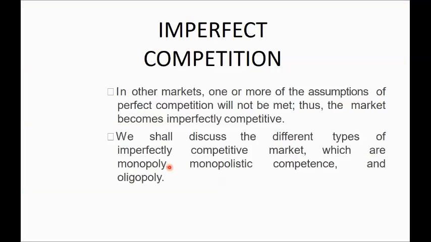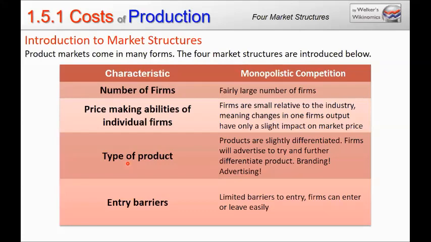Okay, then for imperfect competition. From the word imperfect, there is a limit in terms of competition. So here it is composed again of monopoly, monopolistic competition, and oligopoly. So first we'll have the monopolistic competition.